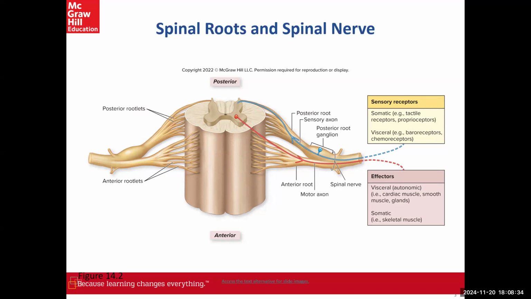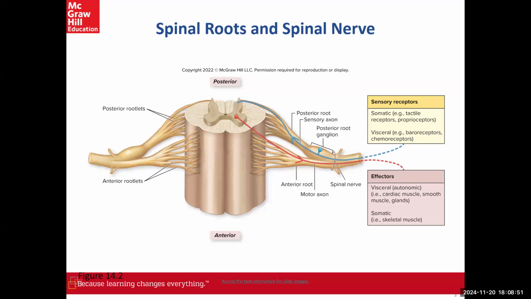It enters in through the spinal nerve, and then the spinal nerve branches. We have the posterior root, and then that has several smaller posterior rootlets, or dorsal rootlets, that insert into the posterior or dorsal gray horn here.